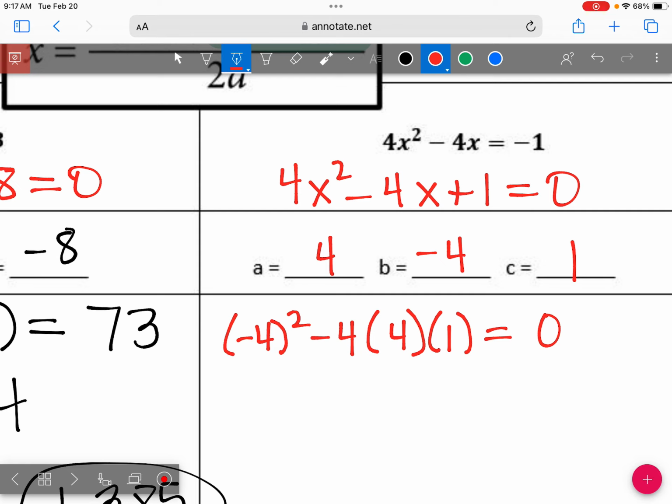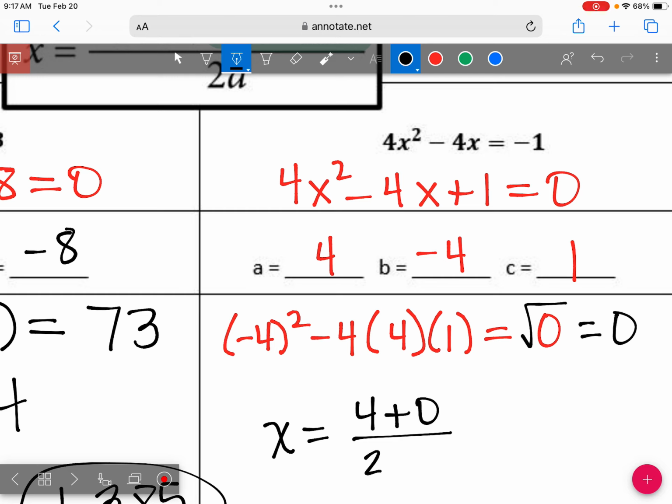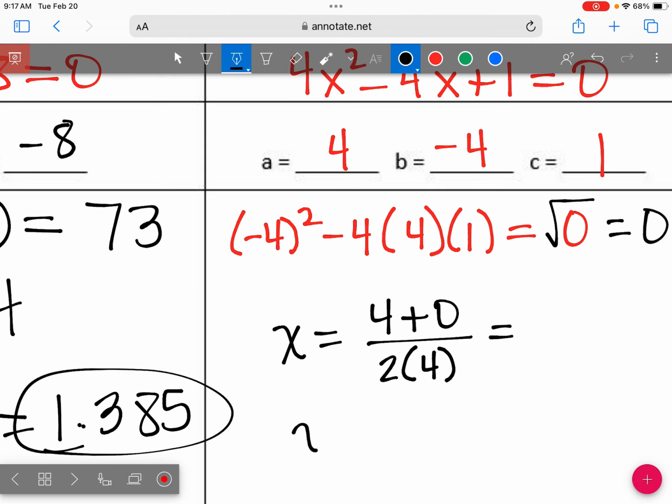How many solutions am I looking for? Only one. There's only one answer. So when I do my formula, if I do x equals and I make my fraction, it's the opposite of B. Opposite of B would be a positive 4. Because when you take the square root of 0, you get 0, it'll be 4 plus 0 over 2 times 4. And when you do it again, that's 4 minus 0 over 2 times 4.